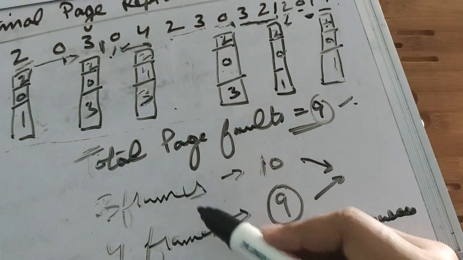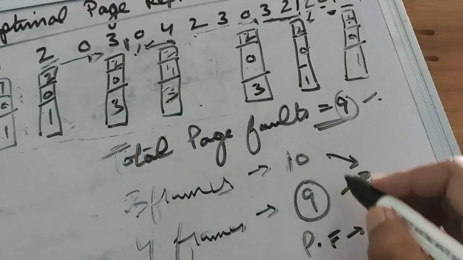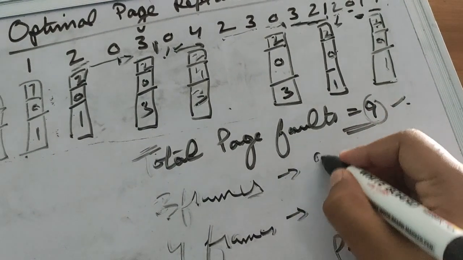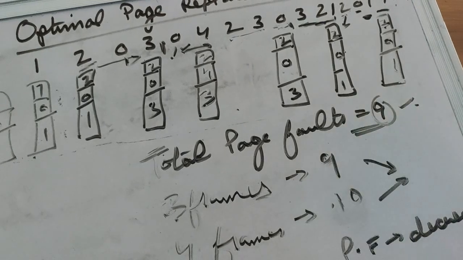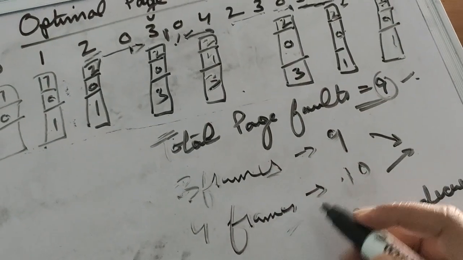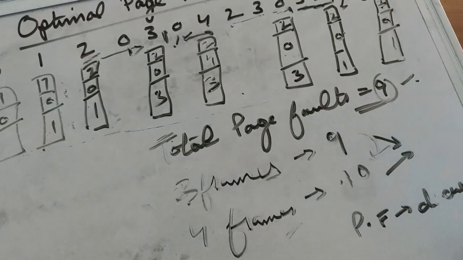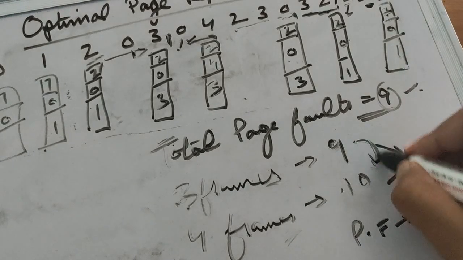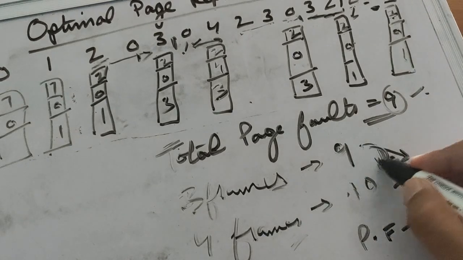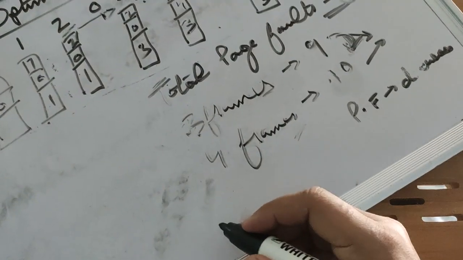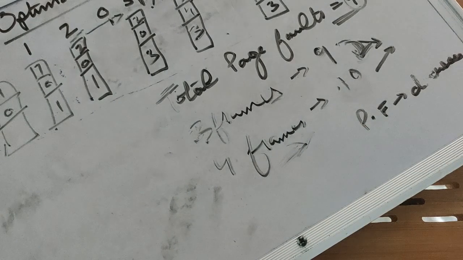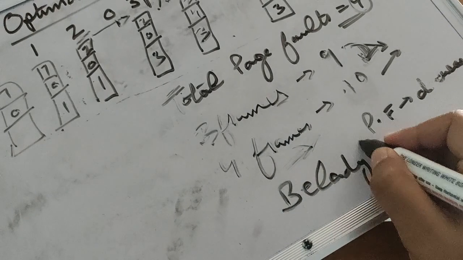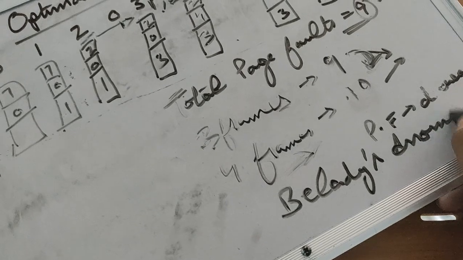Clear? If the number of frames were increasing, then this, for 3 frames it was 9, for 4 frames it was 10. So what is the general scenario? If the number of frames is more, the page faults should decrease. But here it is increasing from 9 to 10. This phenomenon, where on increasing the number of frames the number of page faults increases, is called Belady's anomaly.